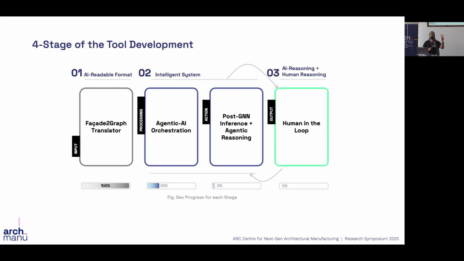So considering those three main elements, there are four stages of developing such a workflow. The first stage would be translating 3D geometry of a facade system into a graph, and there are some reasons behind it. The main idea is making the 3D geometry in a format that AI understands. And the two main components in the middle are related to the intelligent system, which I discussed.